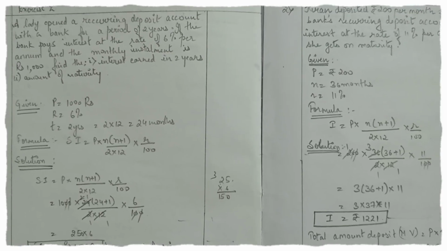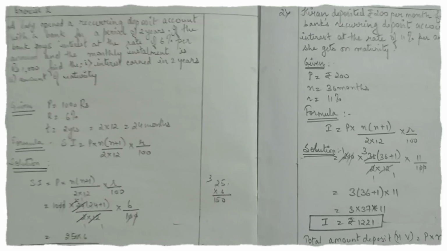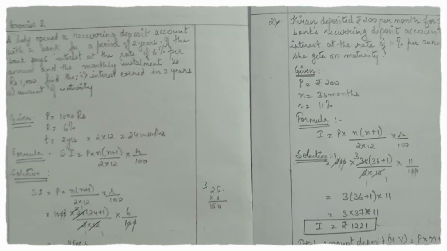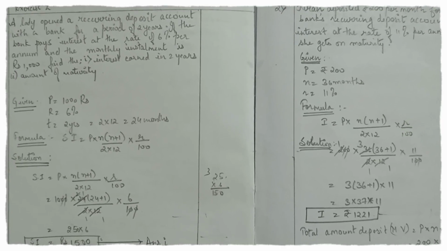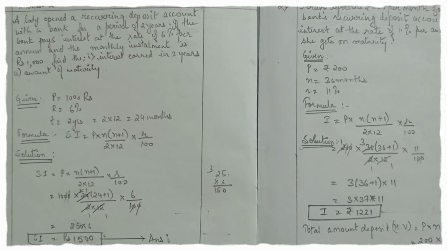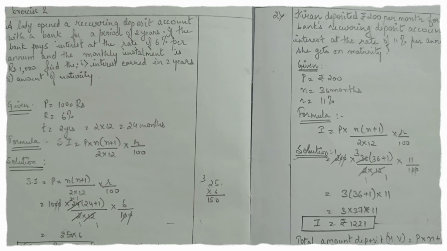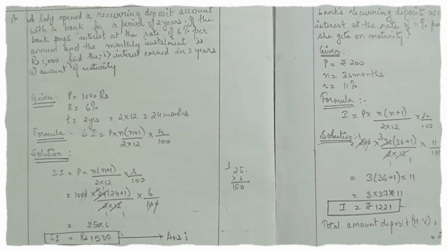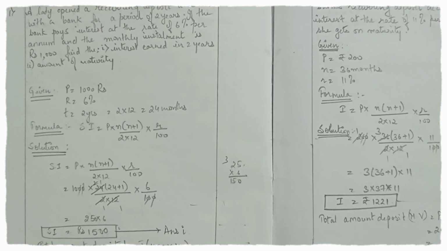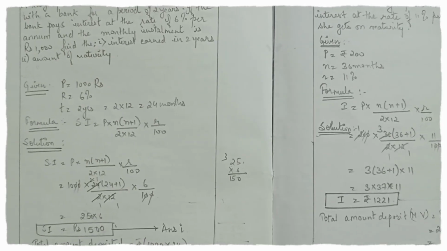So my dear students, let's start with exercise number 2, which has 14 sums in all. The first sum states that a lady opened a recurring deposit account with the bank for a period of 2 years. If the bank pays interest at the rate of 6% per annum and the monthly installment is ₹1,000, we are supposed to find the interest earned in 2 years and the amount of maturity also.